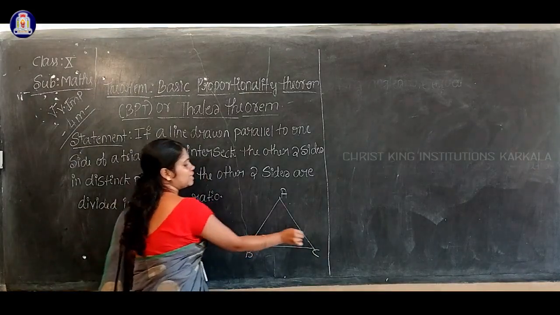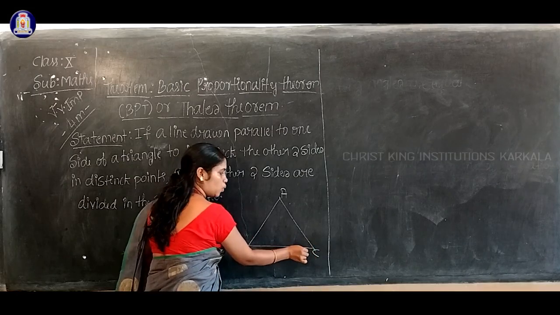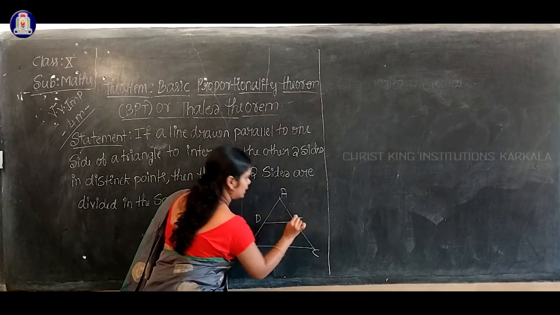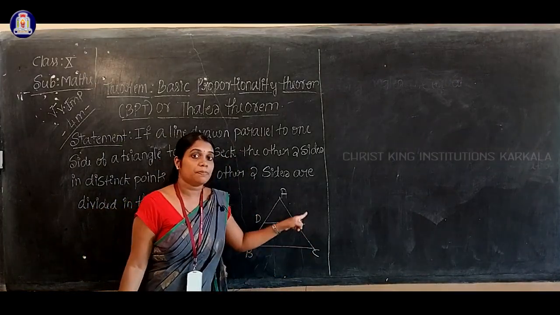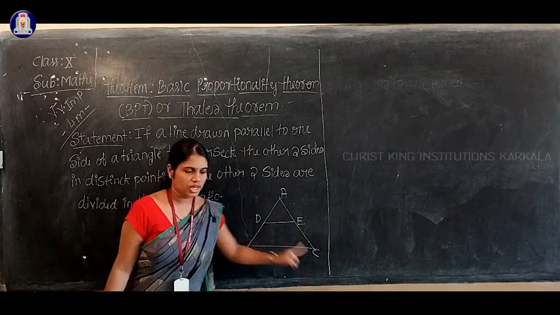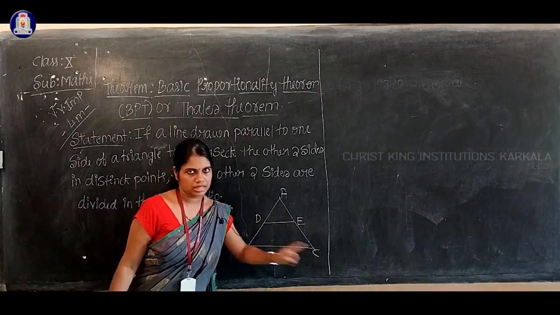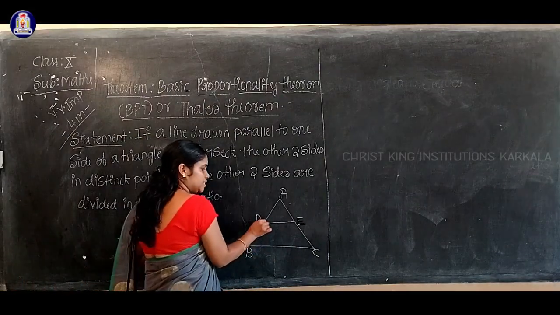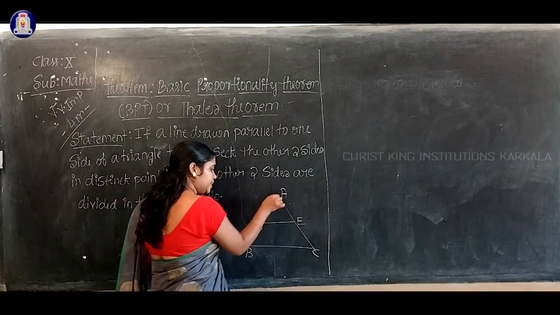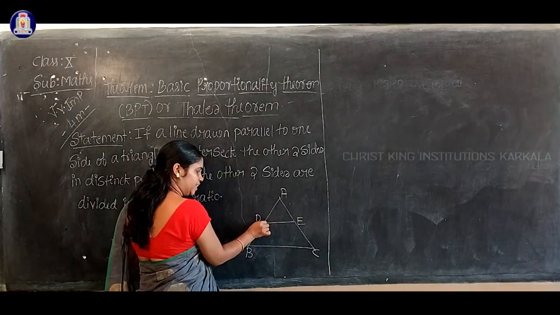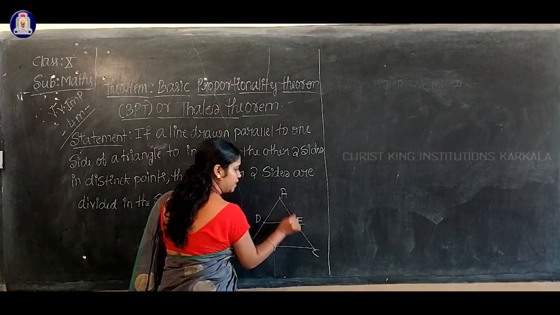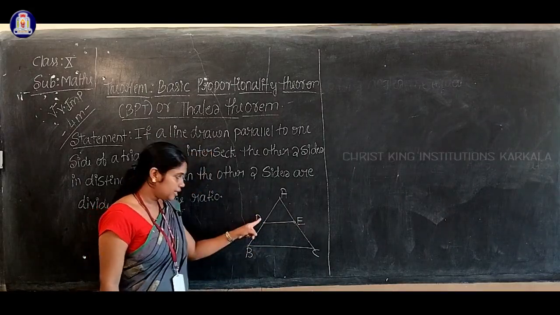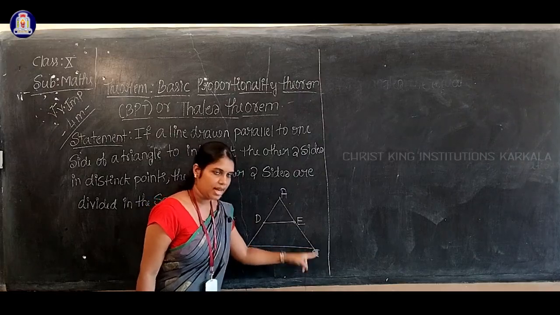I will consider that one side BC. Now I will draw one parallel line, that is DE. So here DE is parallel to the line BC. Also you can observe here, this line DE will intersect AB at point D and AC at point E. Isn't it?